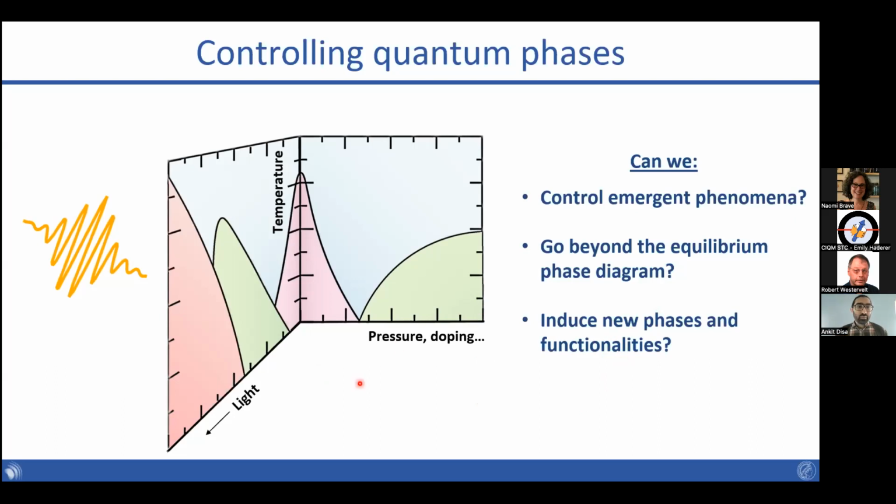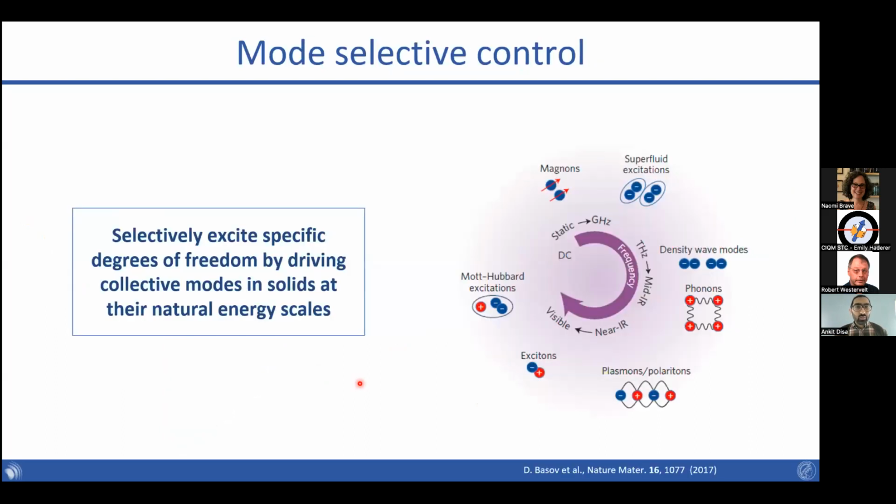And this has become an increasingly popular research direction over the last several years, with many groups working on this, including those part of the CIQM. And I think one of the reasons that optical driving is so appealing is that you can do something quite simple, which is to tune the frequency of light to match the characteristic energy scales of the degrees of freedom in quantum materials: the charge, orbital, lattice, or spin degrees of freedom.